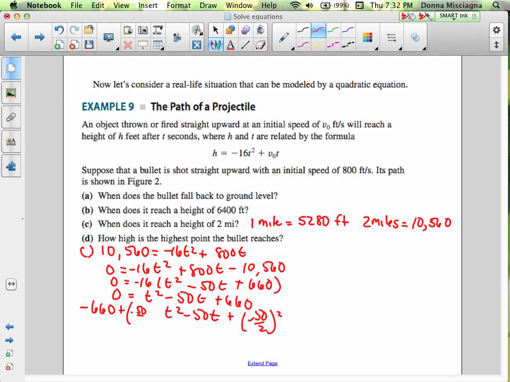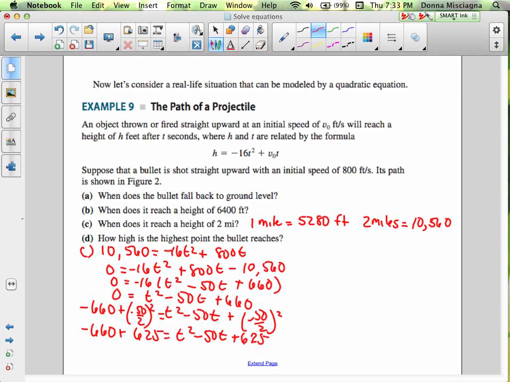Negative 50 divided by 2 squared. There we go. And we have negative 600 plus, right? And so that's going to be 25 squared. That's 625. So it equals t squared minus 50t plus 625.